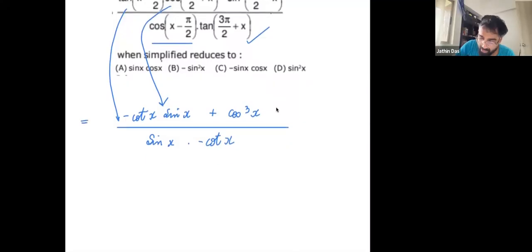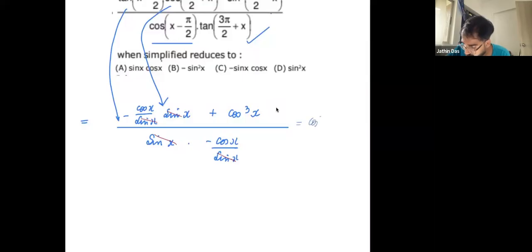Okay. Now cot x, can I write it as cos x by sin x? And same thing here, minus cot x, here I can write minus cos x by sin x. So this will cancel out, this will cancel out. So you will get cos cube x minus cos x by minus cos x. So if I take cos x common, you will get cos square x minus 1 divided by minus cos x.